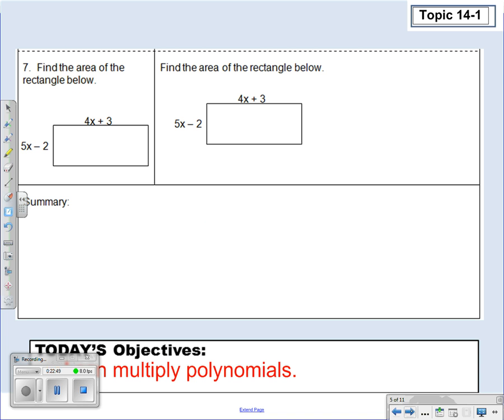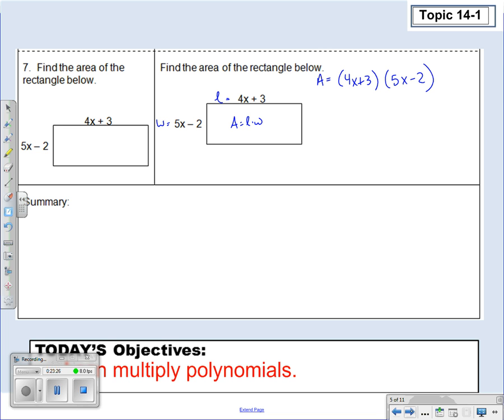And now we will apply that to number 7. We're going to find the area of the rectangle below. So to find the area, we do length times width. And this is giving us that the length is one side, the width is the other side. So to find our area, it's going to be 4x plus 3 times 5x minus 2. This is a time for you to choose the method. Do you want to set up the box, or do you want to use your arrows? I would suggest pausing the video, attempting it, and then starting the video and see if you get the correct answer.